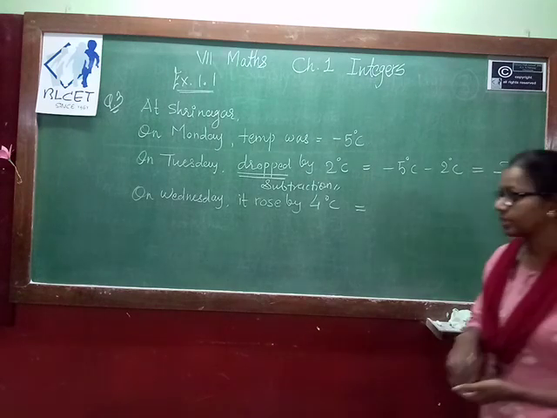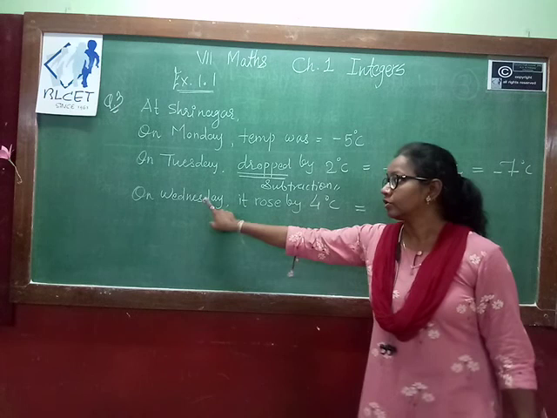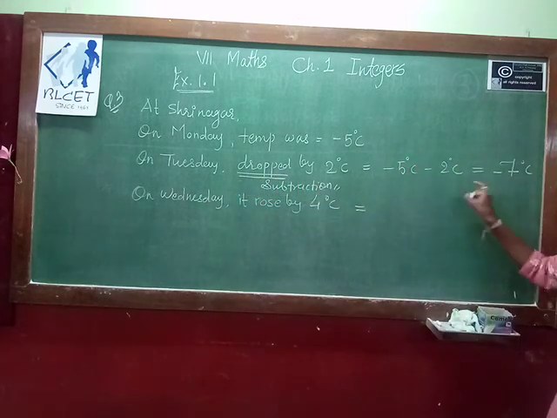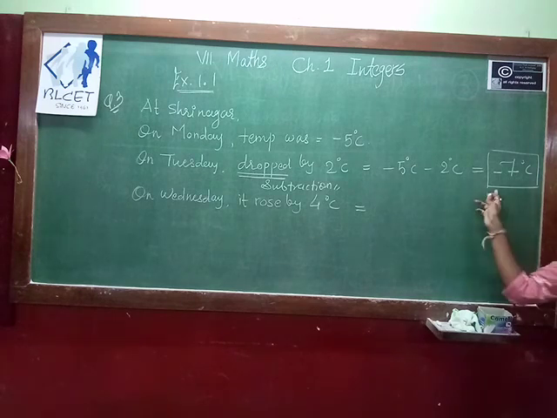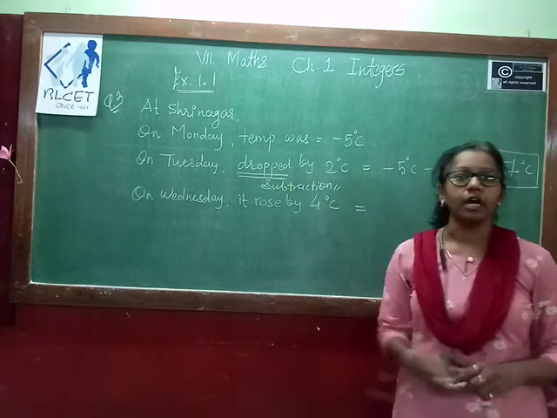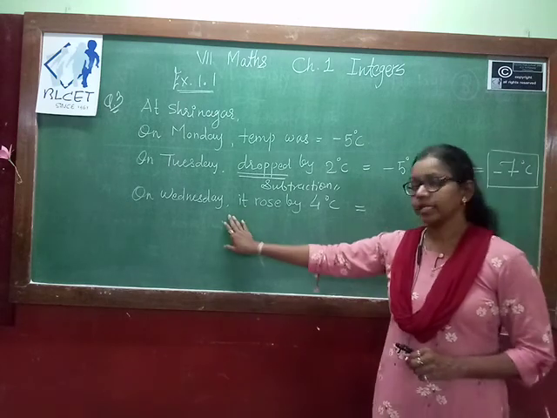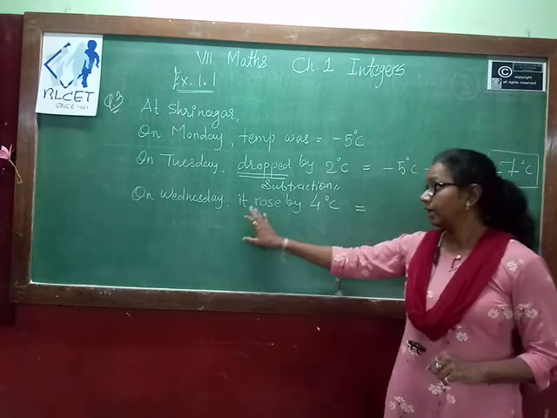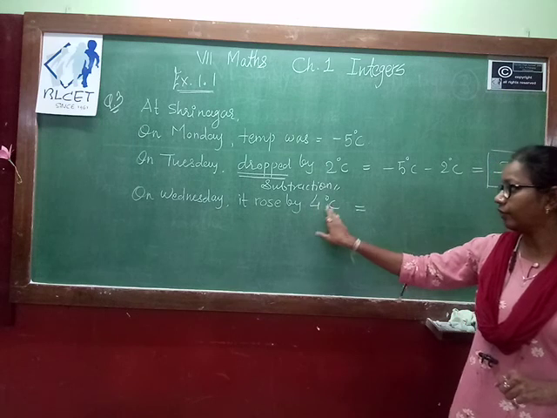Okay, move on to the next question. So what is the question? What was the temperature on Tuesday? So we got the first answer, minus 7 degree Celsius temperature on Tuesday. Now move on to the next. On Wednesday, what happened on Wednesday? It rose by 4 degree Celsius.